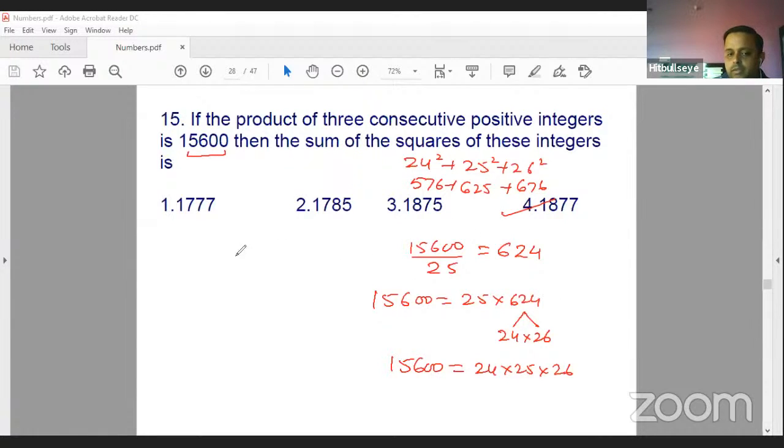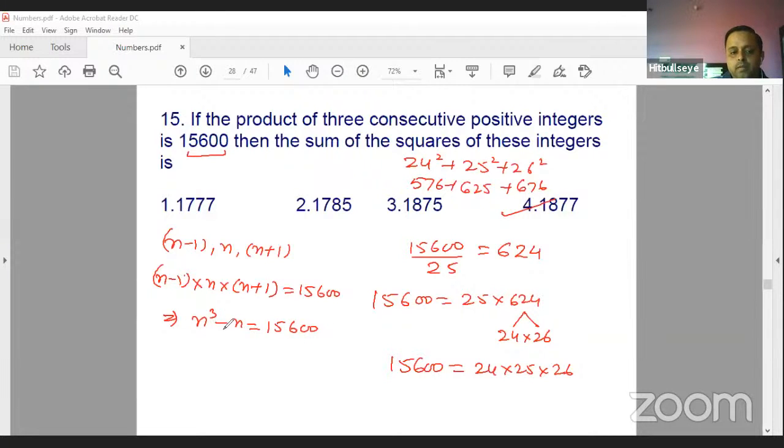Now this is one way to solve the question, but in the other way, again, if I take the numbers to be, let's say, n minus 1, n and n plus 1, these are the three consecutive numbers whose product is given to us as 15,600. So if I multiply them, n minus 1 into n into n plus 1, just like the previous case, and I'm just writing the result directly now, it would be n cube minus n. The cube of a number, you take that and subtract that number from that cube, the result has to be 15,600.